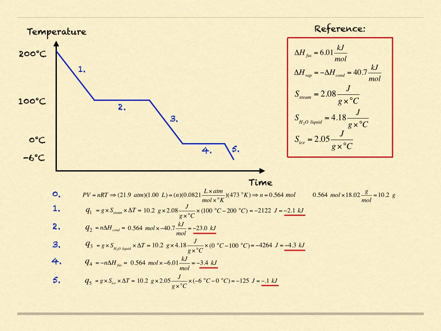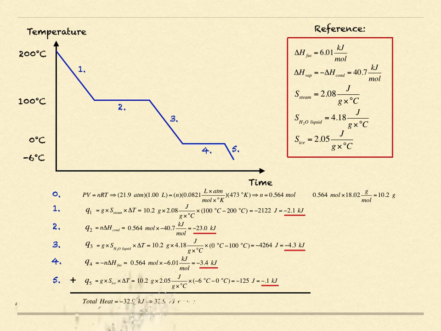Adding up the values we found in each of these 5 parts, we see that the total energy is negative 32.9 kilojoules, which means that 32.9 kilojoules is released. A positive Q value would mean that heat was absorbed.